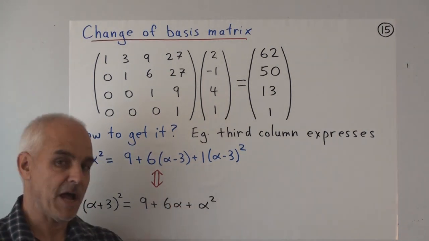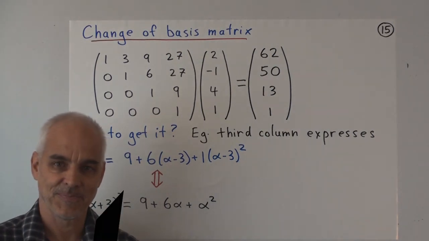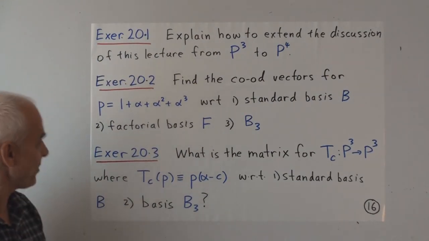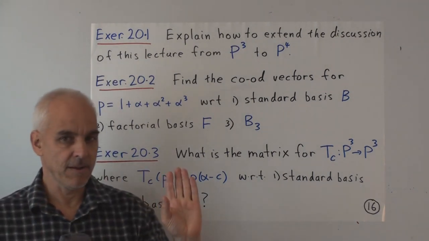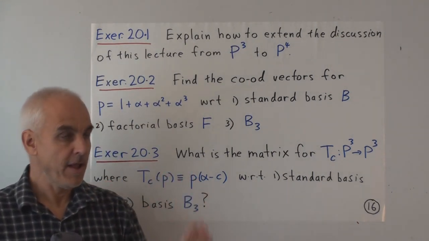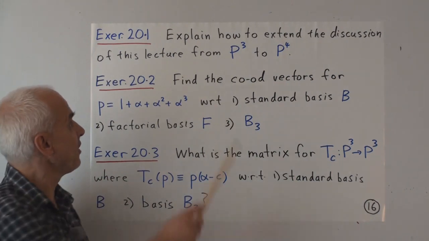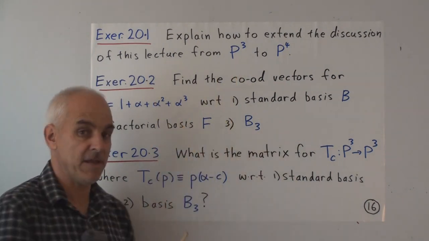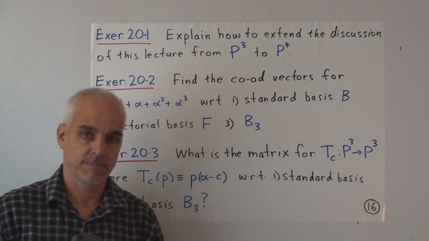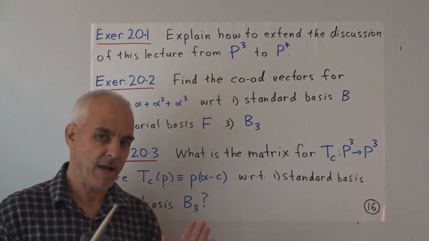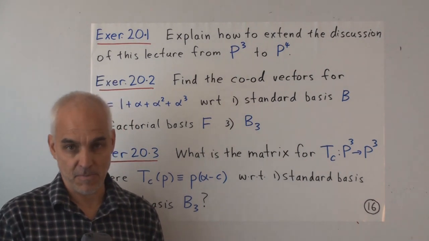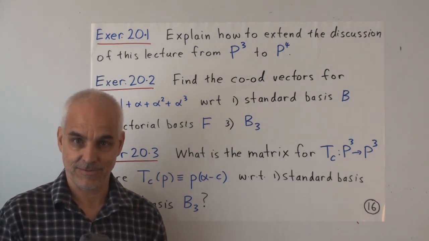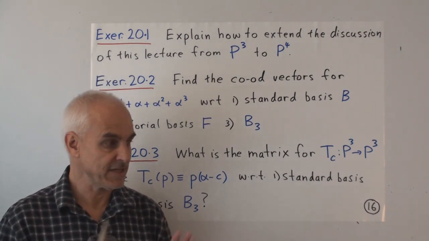Okay, but now it's time for some exercises. Okay, only 3 exercises today, but the first one's rather extensive. I want you to go back through this lecture, and I want you to extend the discussion from P3 to P4. I want you to write down what happens if we consider polynomials of degree 4 and less rather than polynomials of degree 3 and less. All right, make sure you understand what happens.